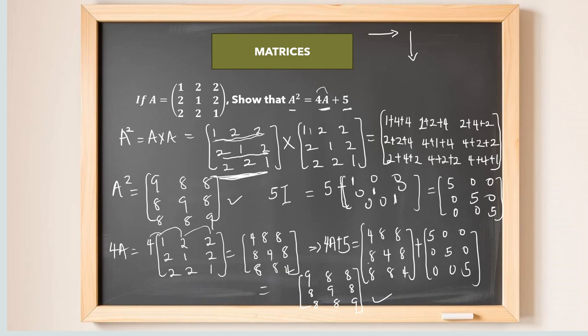Plus 5. So instead of using this 5, we can say that we have 4A plus 5 times the identity matrix. And the identity matrix of a 3 by 3 matrix means that your diagonals are going to be 1 and your off diagonals are going to be 0. That is an identity matrix. So if you multiply it, you only have 5 on the diagonals. So this is what you have. When you add it to the 4A, you will get the same thing as A squared.